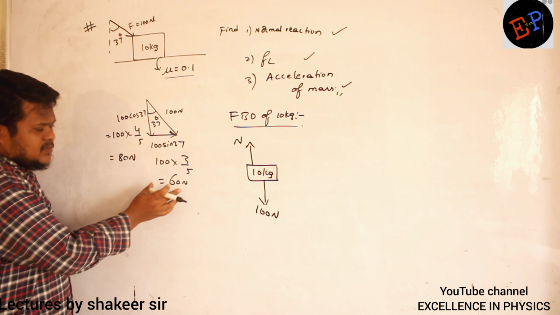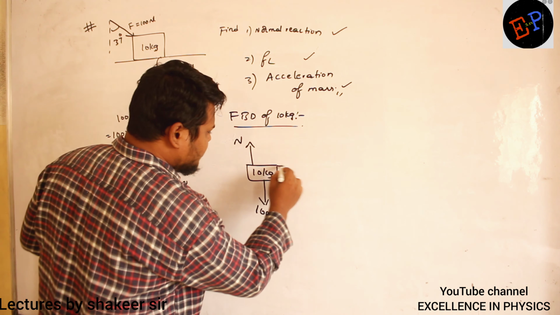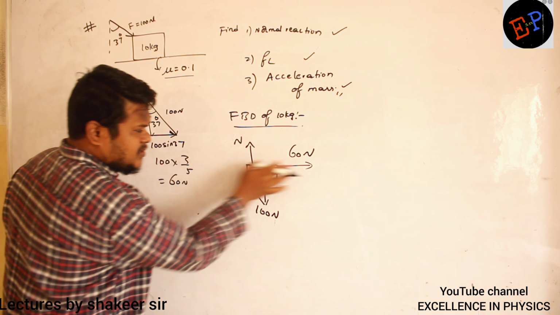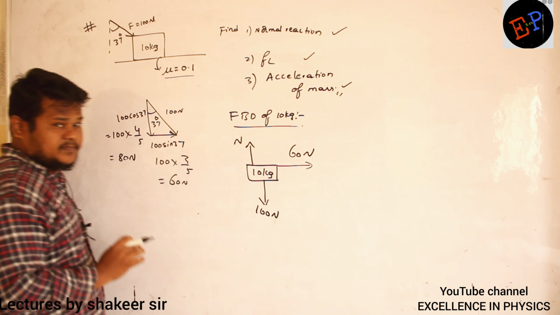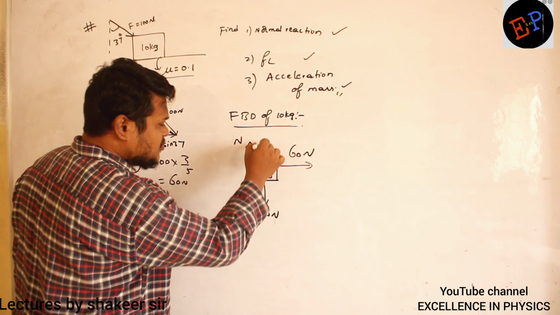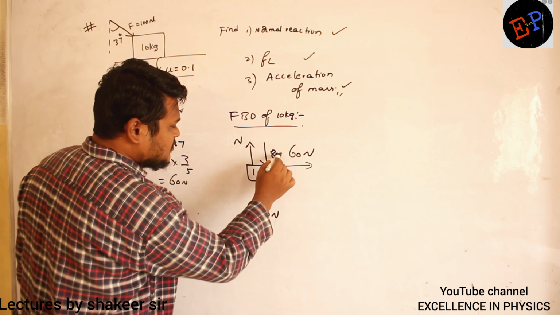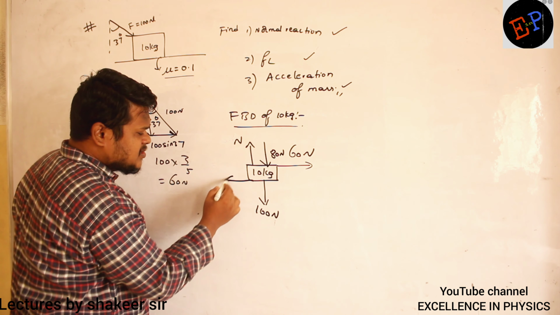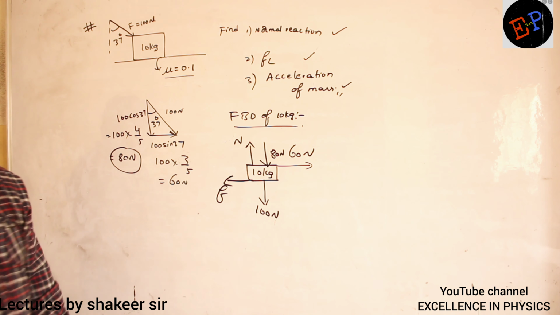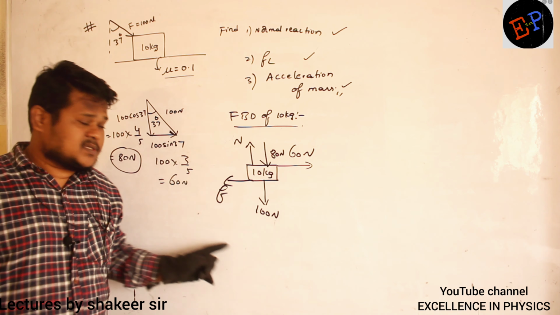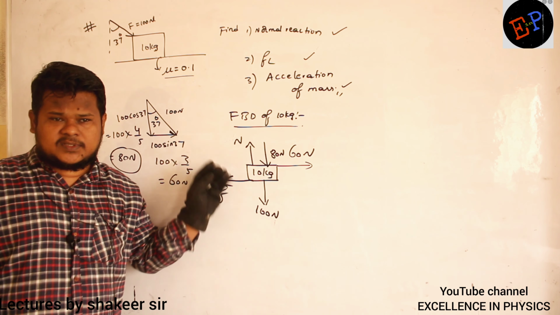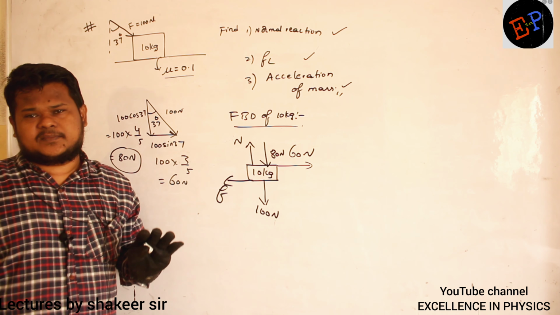Now let us see. 60 Newton is pulling the body in this direction. Similarly, we have one more component, 80 Newton. What is this 80 Newton doing? 80 Newton is pushing this body downwards. And if the body tries to move in this direction, friction will start acting in the opposite direction. So these are the different forces acting on this body. Are there any other forces? No. Are you able to understand?